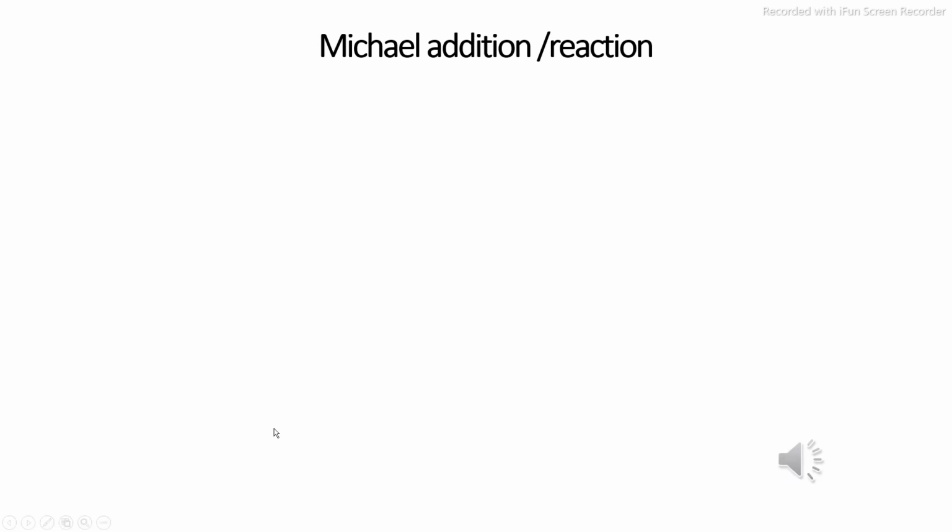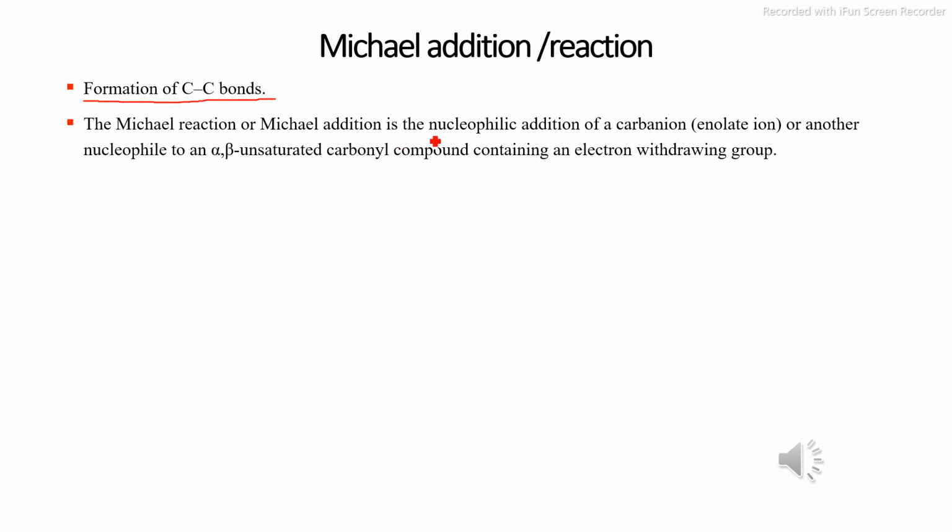Today we discuss one of the important name reactions known as Michael addition or Michael reaction. The Michael reaction is one of the important reactions for the formation of carbon-carbon bonds. Michael reaction or Michael addition is the nucleophilic addition of a carbanion or another nucleophile to an alpha-beta unsaturated carbonyl compound containing an electron withdrawing group.